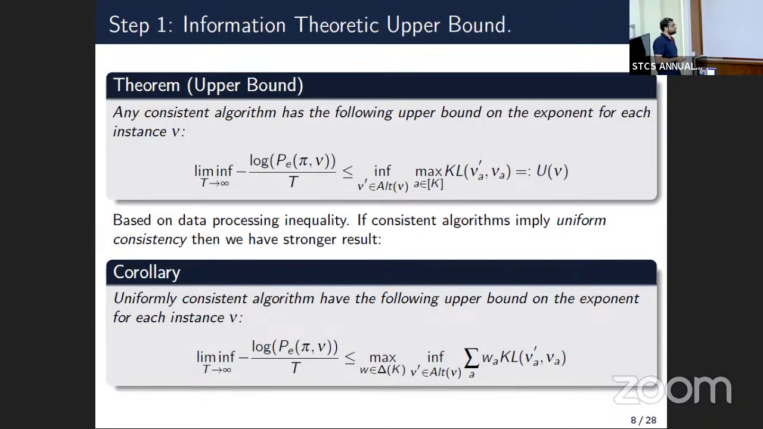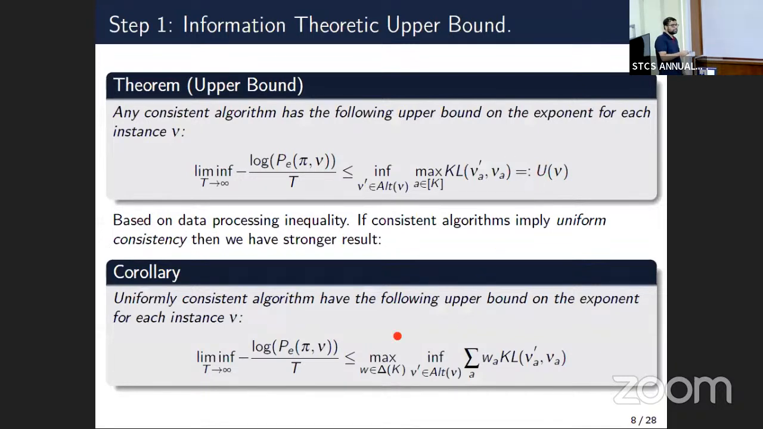So we'll start off with the first step. The first step is an information theoretic upper bound. This upper bound is created by a data processing inequality. What you do is you consider the Kullback-Leibler divergence of samples, and you apply the data processing inequality for Kullback-Leibler to get this quantity. Unfortunately, for a long time, this particular version of the upper bound was conjectured, but one can only show this if you make a stronger assumption on uniform consistency.